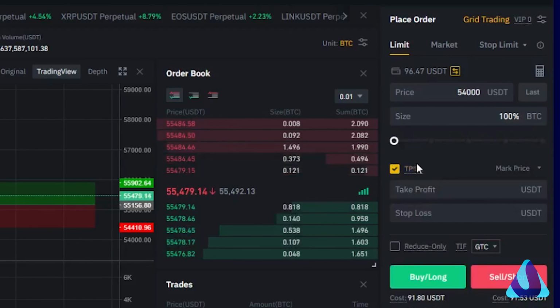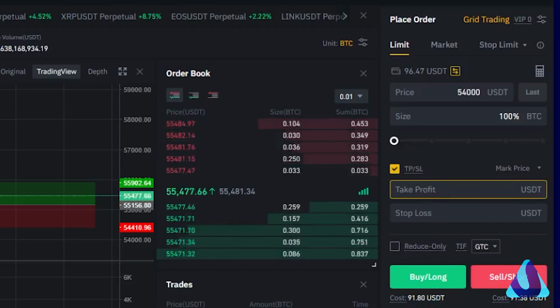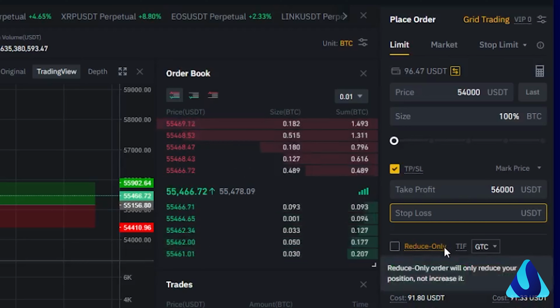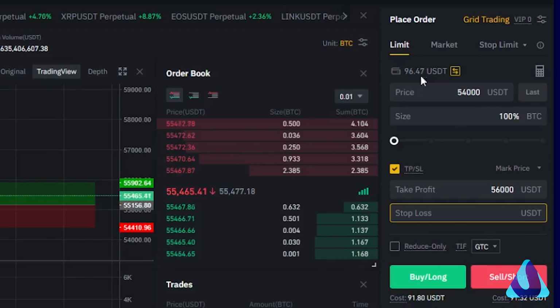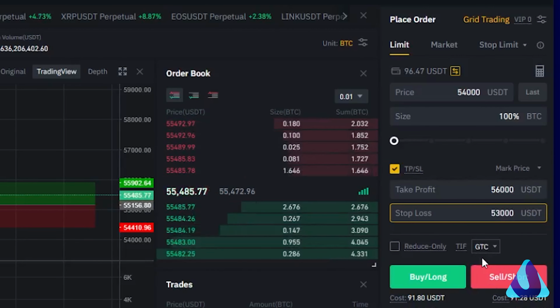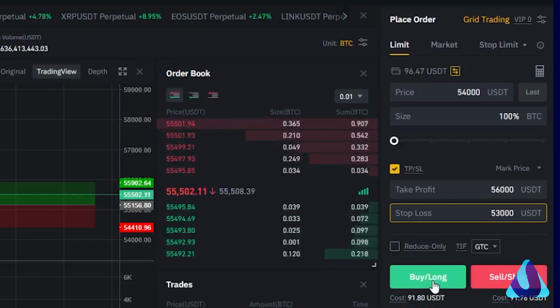But I also want to set a take profit and stop loss. So you can click on the take profit stop loss, and in here I would say, let's say if it hits 54,000, I reckon it'll go to 56,000. And what I want to do is also set a stop loss so that if it hits 54,000 but still keeps going down and I don't want to get liquidated, I can input say 53,000. And that is all set now. So when I click buy long, this will put my order on the books essentially.